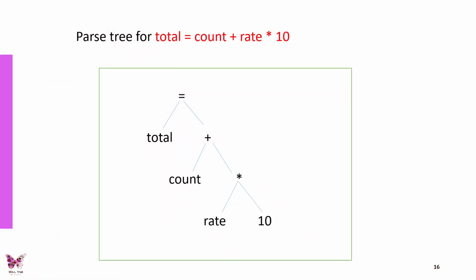This is the parse tree for the expression total equal to count plus rate star 10. In the statement total equal to count plus rate star 10, first of all, rate star 10 will be considered because in an arithmetic expression, the multiplication operation should be performed before the addition. And then the addition operator will be considered. For building such type of syntax tree, the production rules are to be designed.